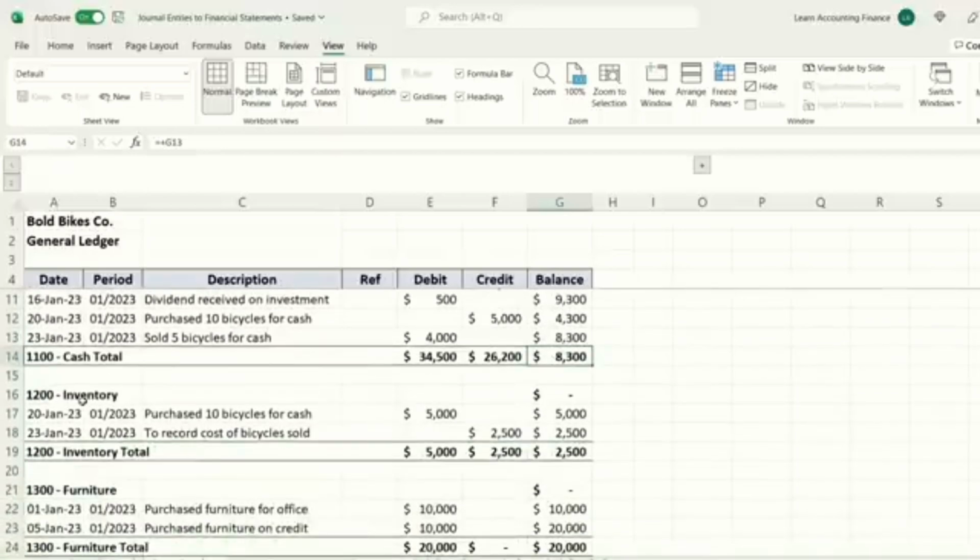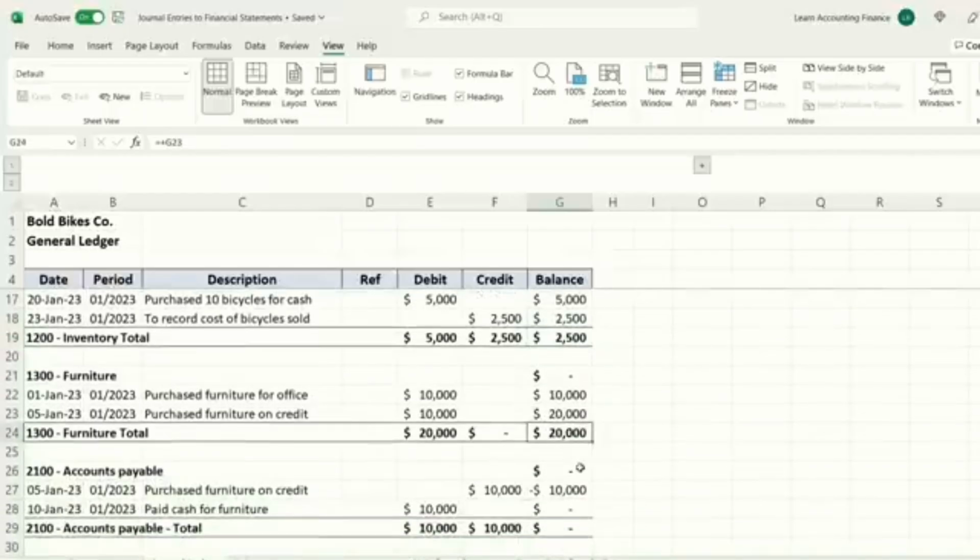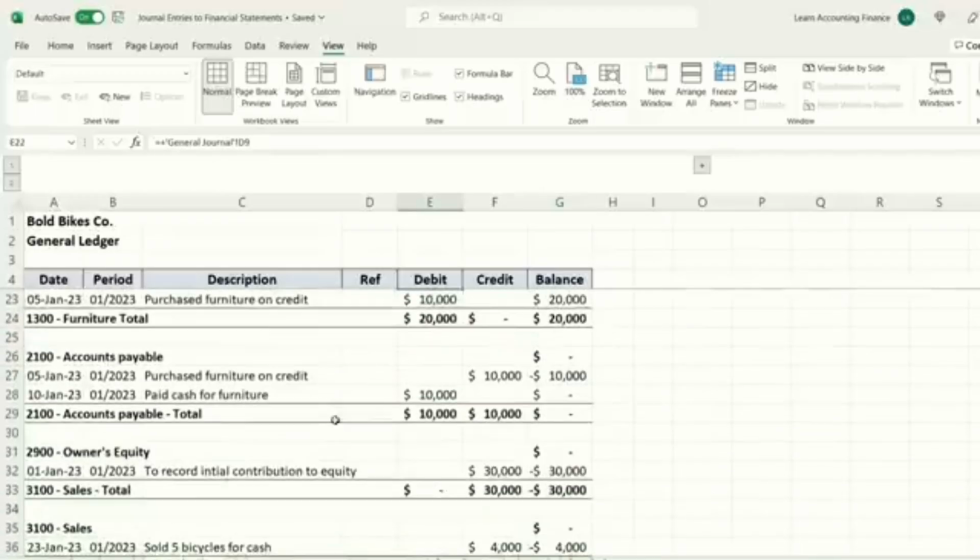The same for inventory. It started with nothing, but then $5,000 worth of inventory was added. Half of that was sold, so you now have a balance of $2,500 at the end of the month. Furniture was purchased twice, $10,000 each, so we have a $20,000 balance. You can always see in the journal ledger what amounts were debited and what amounts were credited. The same for accounts payable. We started with a balance, but it was already paid off during the month, so the closing balance is zero.